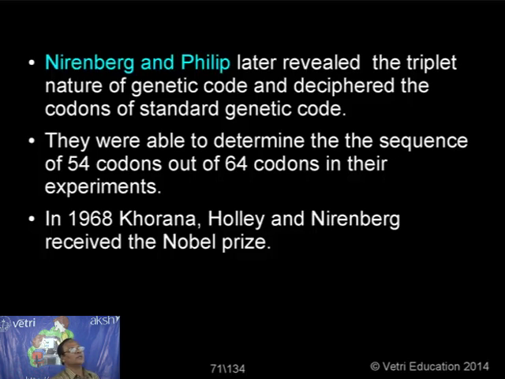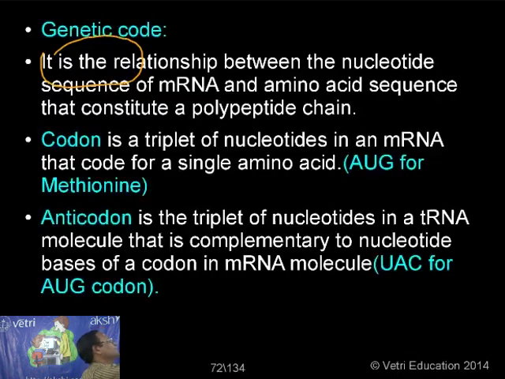These two persons, Nirenberg and Philip, were able to determine about 54 codons out of 64 during their experiments. So out of the 64 codons, 54 were determined by Nirenberg and Philip. For that he was awarded the Nobel Prize. Don't forget, for the genetic code you have to remember mainly the name Nirenberg. The other persons come only after that. Ochoa is for the enzymatic preparation of RNA molecules. And then we have Har Gobind Khorana, who is responsible for the synthesis of RNA by a chemical method from known bases.